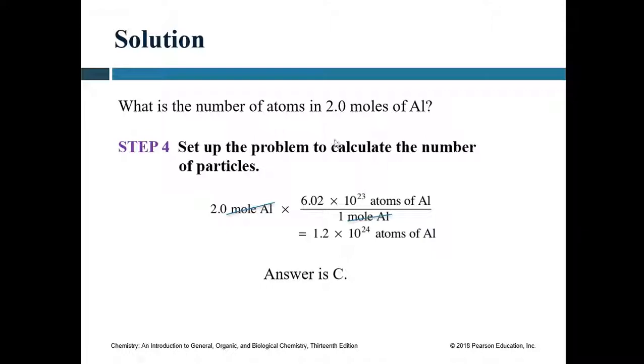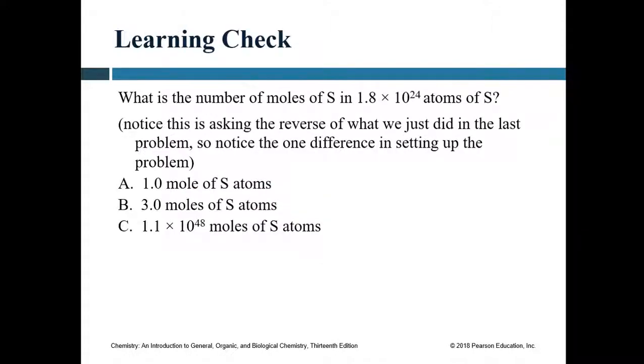Well, we start with what's given, the number that's given, which is 2.0 moles of aluminium. So we know that this moles of aluminium must be on the bottom. So that puts 6.02 times 10 to the 23rd atoms of aluminium on top. The moles of aluminium cancel out. When you do that math, you get 1.2 times 10 to the 24th atoms of aluminium.